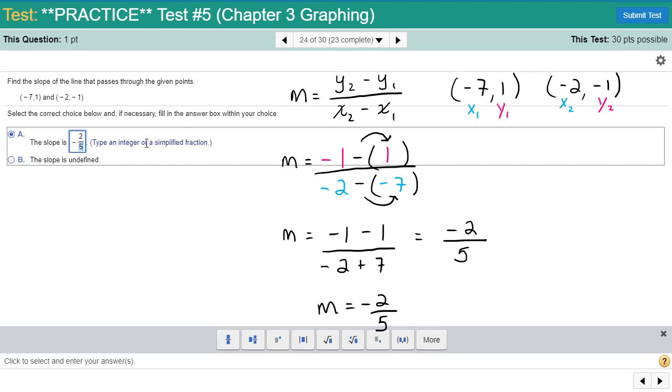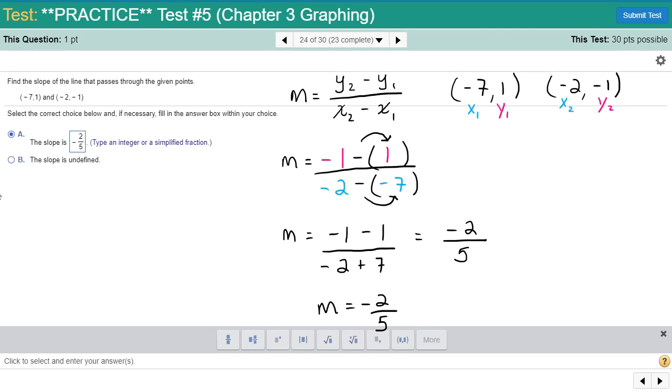But what this is saying here, the second part, type an integer or a simplified fraction, is this. Let's say, for example, we did all of our work and we ended up with m is equal to, I don't know, how about 6 over 10? Well, we wouldn't want to enter 6 over 10 as our answer because this can still be reduced, right? 6 and 10 have something in common. They have a 2 in common, so we would want to reduce this fraction. We would say, well, 2 goes into 6 3 times, and 2 goes into 10 5 times, so our reduced fraction would be 3 over 5. That's what we would enter in as our slope. So that's all this means, a simplified fraction.